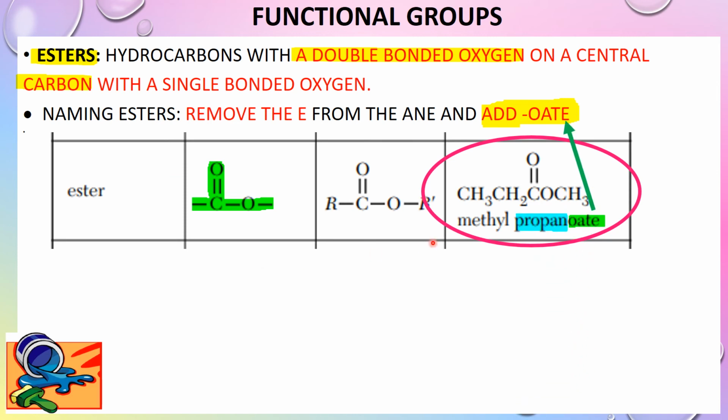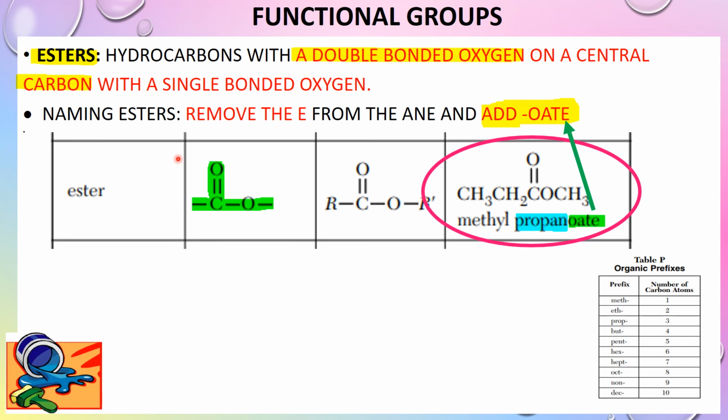Okay, I know that I'm going to add this group on, but I need to know what is the main chain that I'm putting it on. Okay, propanoate. Again, 3 carbon, nice and easy, 3 carbon chain. Now, I know that if it's an ester, it's got a double bonded oxygen on a central carbon, and it also is next to a single bonded oxygen. So basically what is going to happen here is that you've got your main chain.